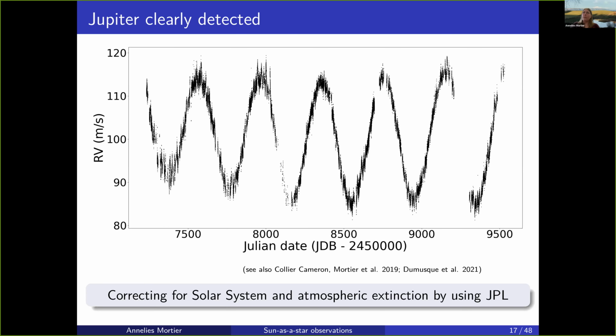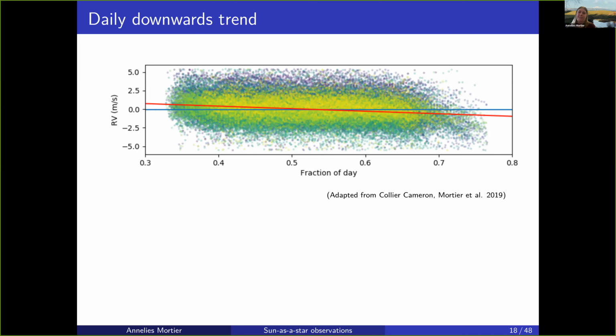Now, when we were observing for a while, we noticed that we had a daily downwards trend. So this is some of our data, radial velocities versus fraction of a day, where 0 is midnight and 1 is midnight again. The blue line is just there to guide your eyes. It's horizontal at 0, and the red line is a fit to that data, which clearly goes down. You can actually sort of see it by eye as well. It's not a lot, but given that we're hunting for teeny tiny signals, it is large enough.